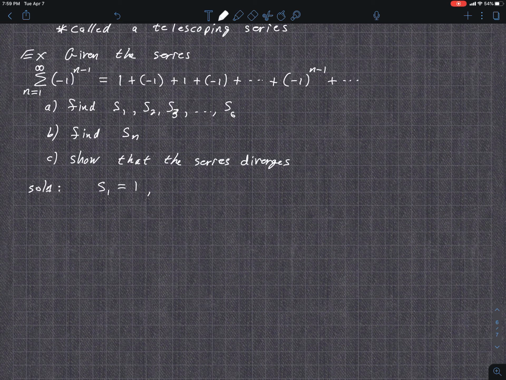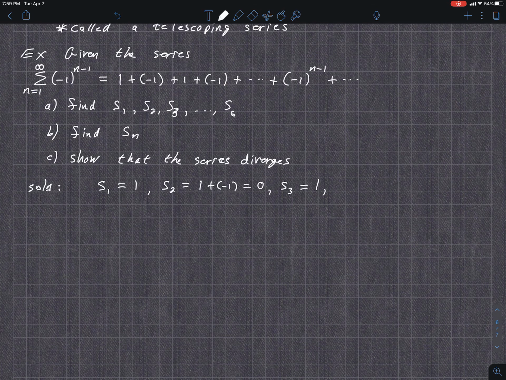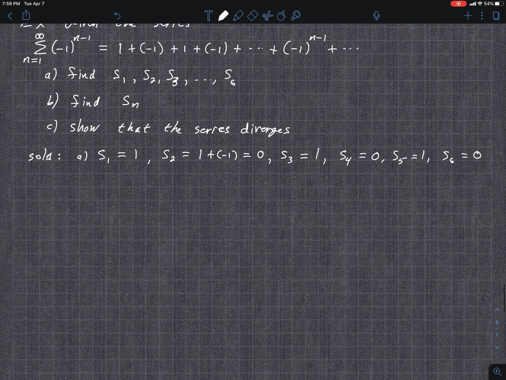Here's our solution. So A, if you're adding up terms, S1 is just 1. But S2, you're adding 1 and -1, the first two terms. So basically it's 1 plus -1, which is equal to 0. But then if you add up 3 terms of the sequence, what do you get? You get 1. And then S4, you get 0. S5, you get 1. S6, you get 0. So the question is, what's happening?